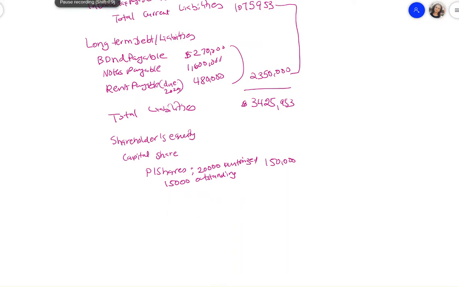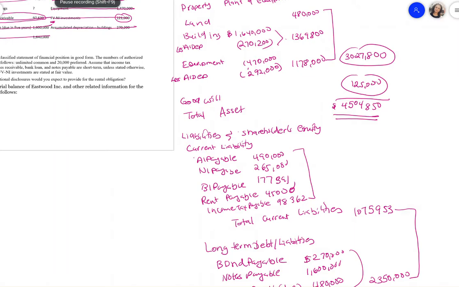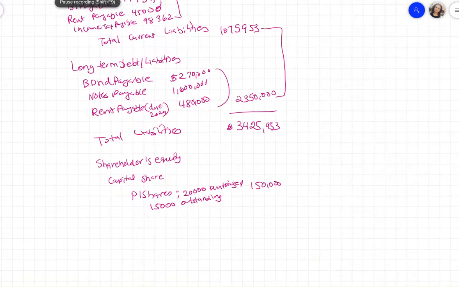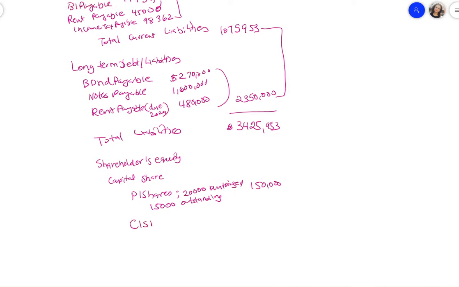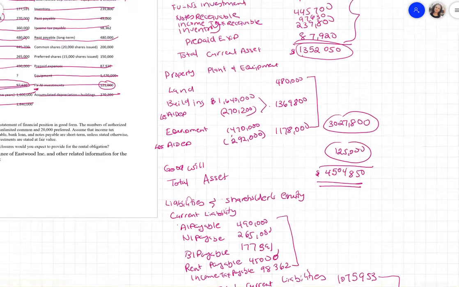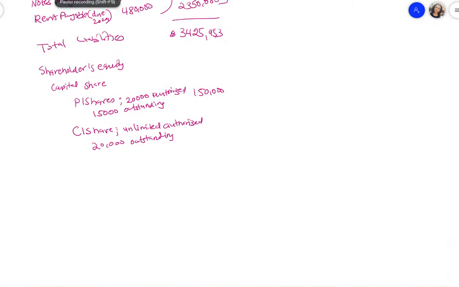I think I'm going to go back and read again what the question was saying. Unlimited common shares and 20,000 preferred shares were authorized. So the first thing is common shares, and that is unlimited authorized, and then the 20,000 was outstanding, and the amount was 200,000. So that is the amount.